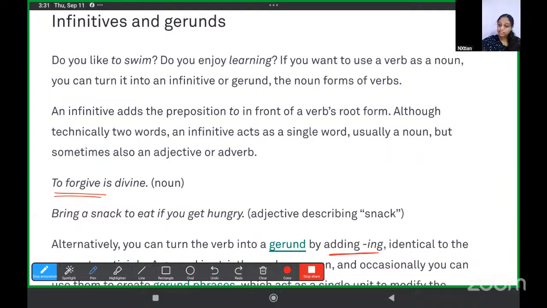Let's give this a read and then we'll move on to it. An infinitive adds the preposition to in front of a verb's root form. Although technically two words, an infinitive acts as a single word, usually a noun, but sometimes it can also be an adjective or an adverb. Mostly it's a noun, but sometimes adjective or an adverb. To forgive: your verb is forgive and you add to with it, it becomes an infinitive.